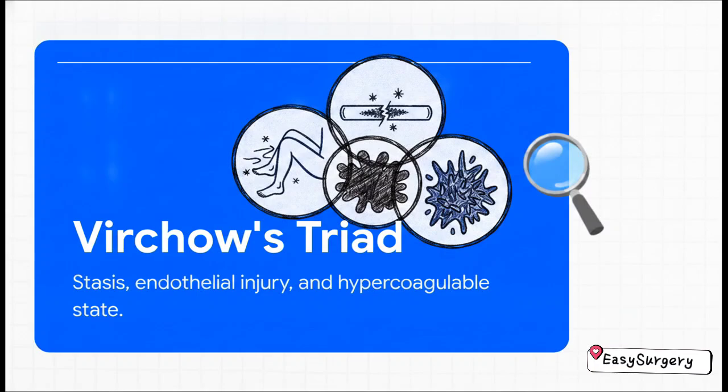First up, stasis. That's immobility or just really sluggish blood flow. Second is endothelial injury, which just means damage to the inner lining of the blood vessel itself. And third, hypercoagulability. That's a state where your blood is way more prone to clotting than it should be. If you've got these 3 things overlapping, a clot is almost inevitable.